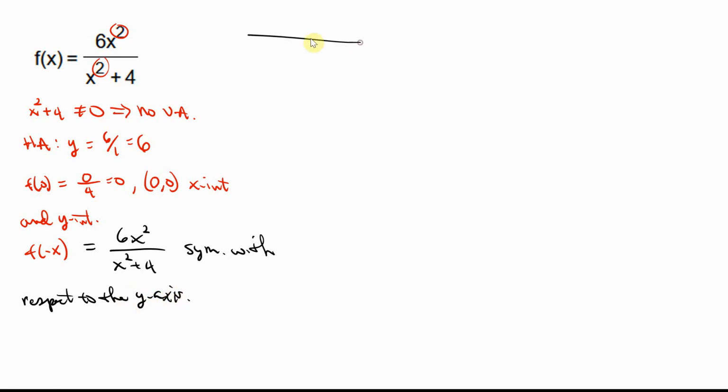Partition the number line based on those critical x values. Well, there's no vertical asymptote, but we do have an x-intercept at 0. But notice that this graph, no matter what x values you put in there, is always going to be positive, because 6 is positive, x squared is positive, x squared plus 6 is positive. So positive divided by positive is positive. So this is positive everywhere.